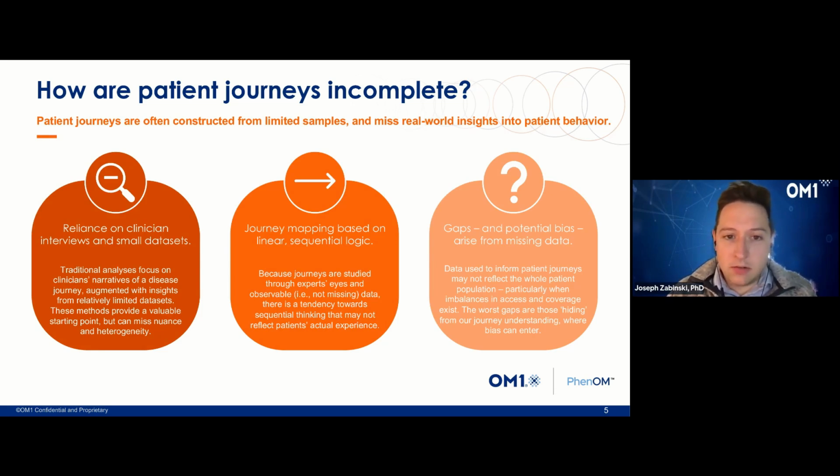A more subtle kind of concern, or at least level of incompleteness, with current journey analyses has to do with how those traditional methods of constructing journeys inform how the journeys themselves manifest. In particular, this notion that journey mapping tends to be based on sort of linear and sequential logic. And I'm guilty of this too.